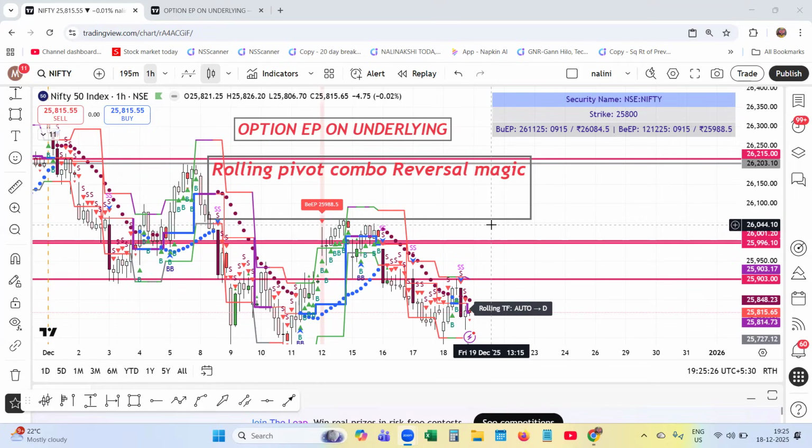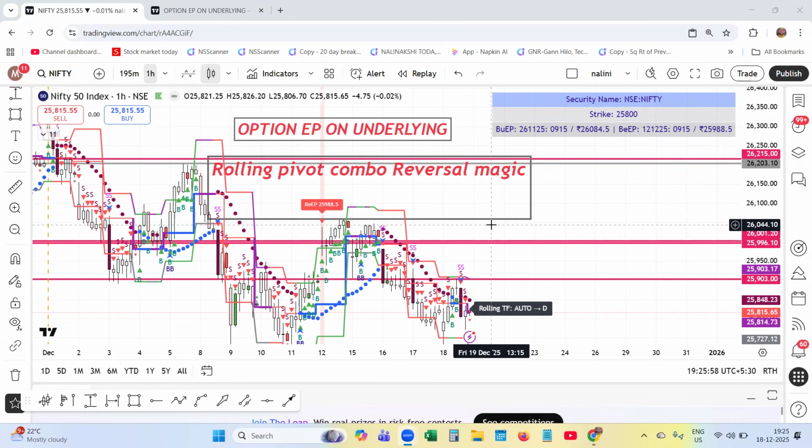And with these two indicators, you will come to know what you should do and which direction you should stay in the market. Let us understand the role of the rolling pivot. A rolling pivot is not just a line. It represents the fair price area where market participants are comfortable.